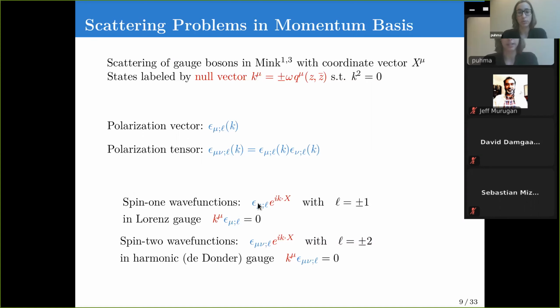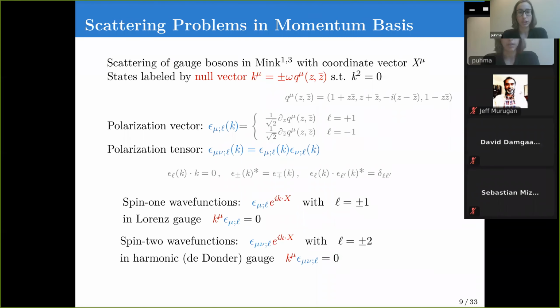Then similarly for spin 2, we have the polarization tensor times the plane wave, and then in harmonic or the de Donder gauge, we have the momentum dotted into the polarization tensor vanish. Now, in a bit more detail, it's convenient to use a null vector given by this expression. It turns out that this has some nice conformal properties under SL(2,C), which acts on Z and Z bar. And then the polarization vectors are given by derivatives of this null vector Q with respect to the coordinates on the celestial sphere. So a positive helicity particle will correspond to a Z derivative of Q for the polarization vector, and negative helicity will correspond to a Z bar derivative.